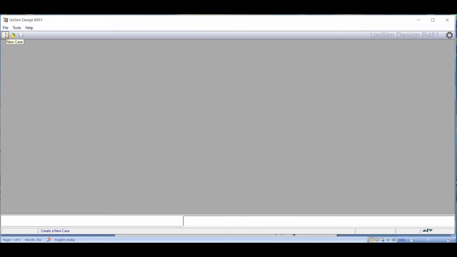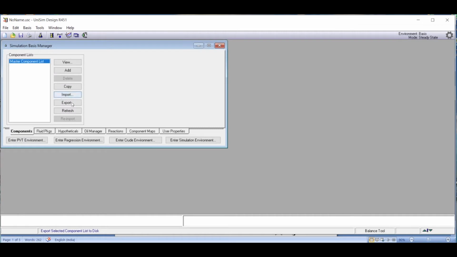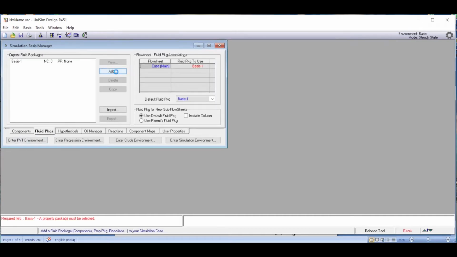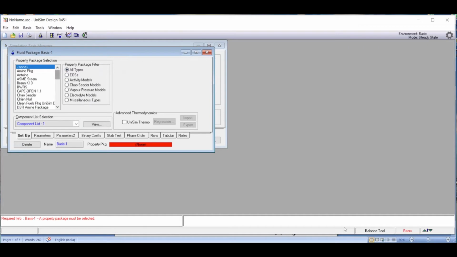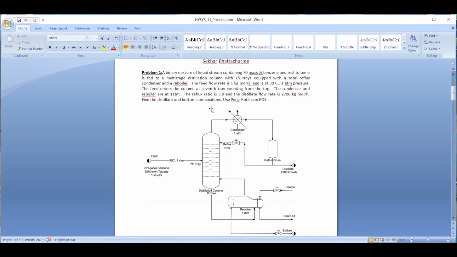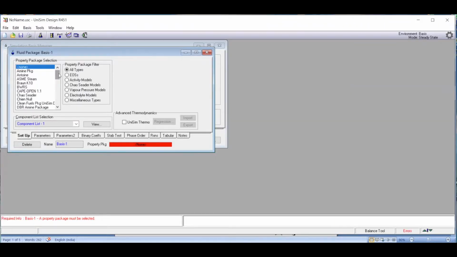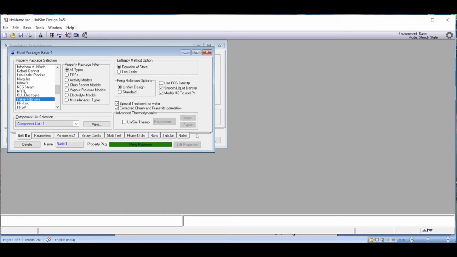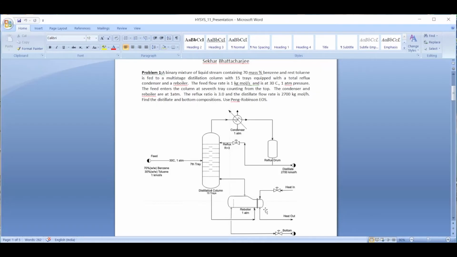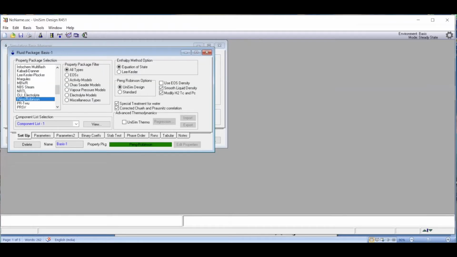The very first thing we do is open a new case, and go to the fluid package and add one. According to this problem, we have to use the Peng-Robinson equation of state. So we choose Peng-Robinson, and then we choose the two components. The two components, a very classical pair, are benzene and toluene.